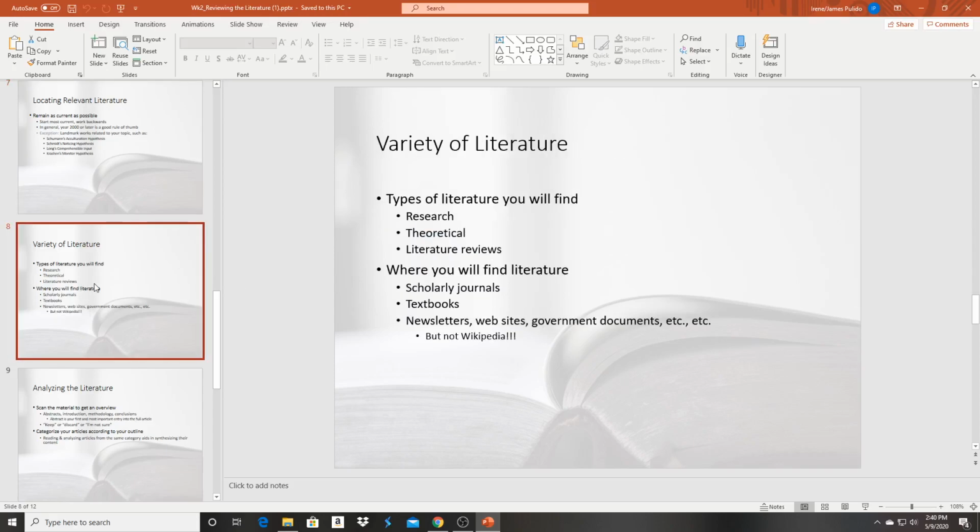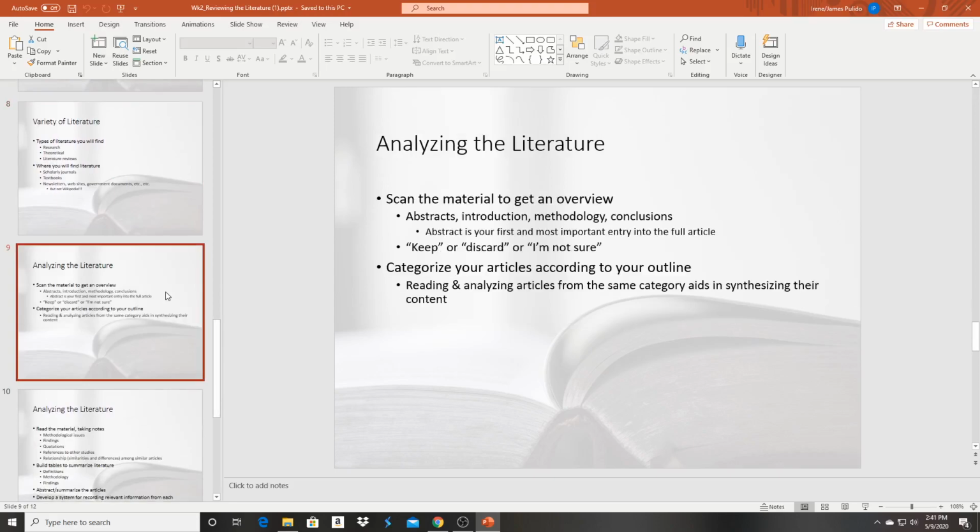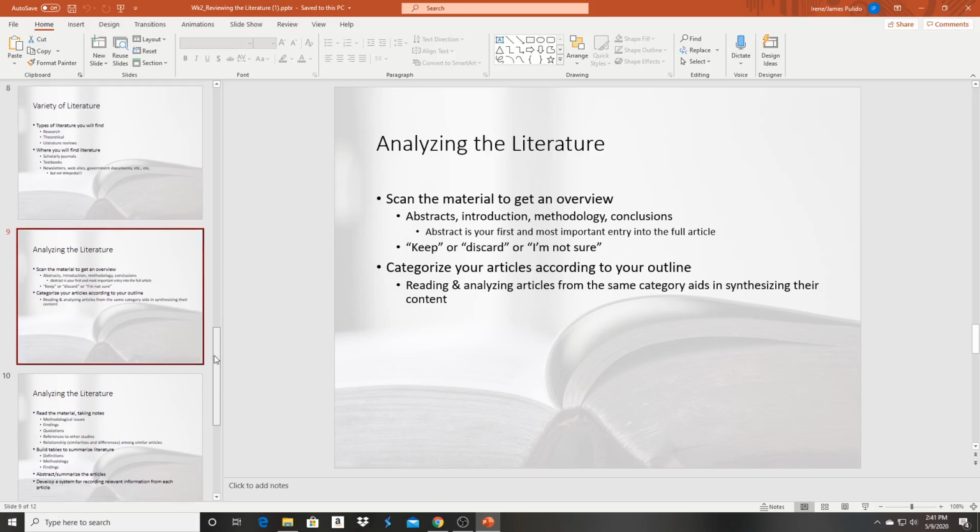Okay, types of literature you will find: research, theoretical, and literature reviews, published, and you can read those. You'll find scholarly journals, textbooks, newsletters, not Wikipedia. Look at the electronic media in the university libraries, and you'll be safe. You want the journals to be peer reviewed. And again, if you look through the university sources, they're pretty safe. They won't be kicked back.